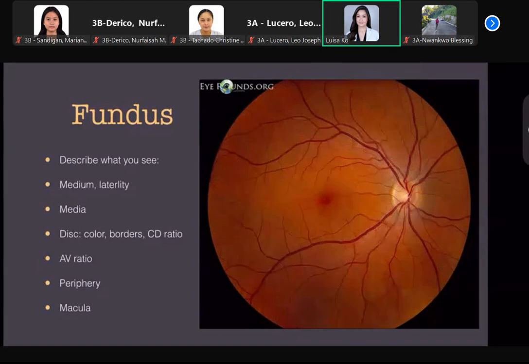Okay? So for example, this is a fundus photo of the right eye seen through clear media. I see a yellowish disc with distinct borders with a CD ratio of about 0.4 with an AV ratio of 2:3. There are no lesions in the retinal periphery and macula. Okay? You can also say there's foveal contour is obvious or distinct foveal contour or reflex. Are you okay with this?